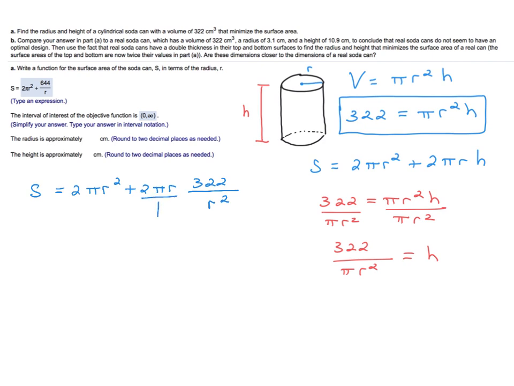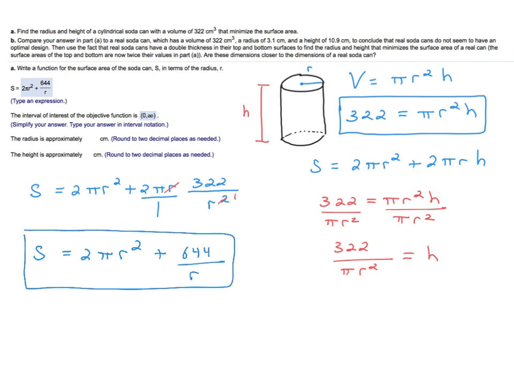And we can actually cancel this r with one of those. If we multiply these two fractions together, we'll have 2 times 322, and that'll give us this 644, and there'll be 1 r in the denominator. So here I was just verifying that this formula is true. S is equal to 2 pi r squared plus 644 over r. This is great. We have a formula written with one variable, meaning we can take its derivative and eventually, hopefully, minimize the surface area.